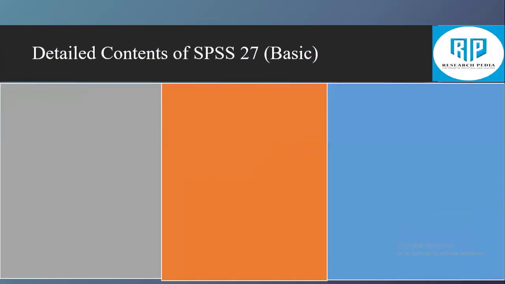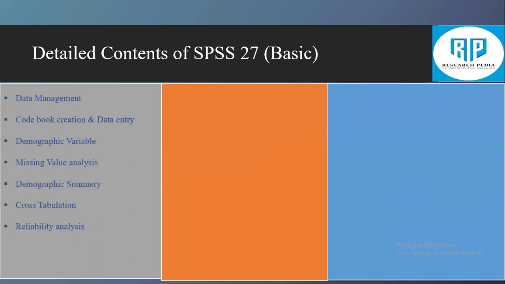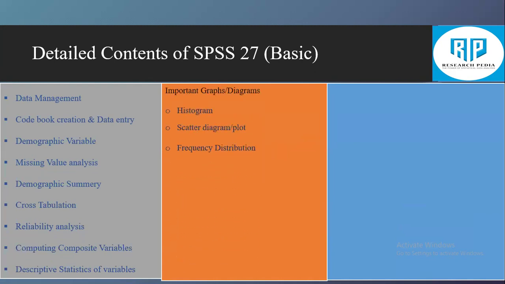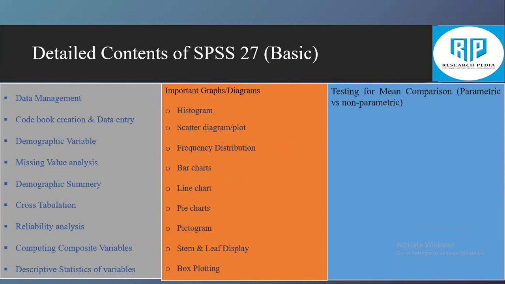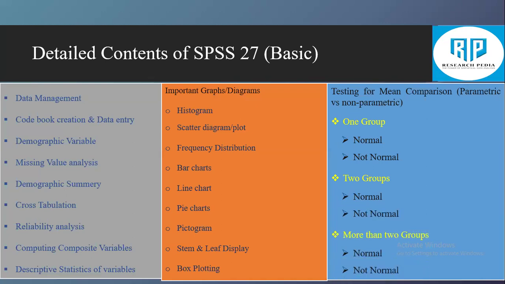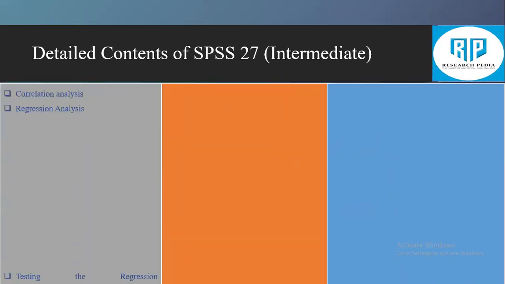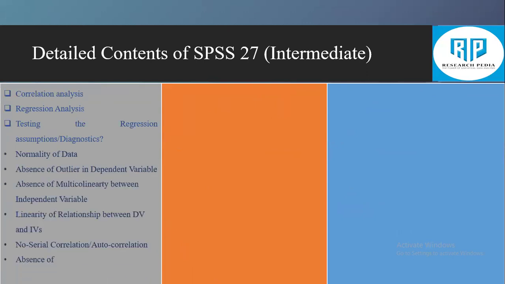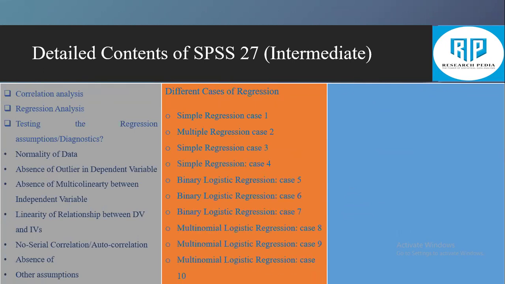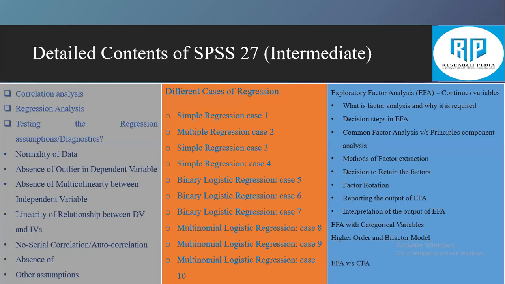I have also told you the detailed contents of SPSS, what we will cover today. You can see in the first box what we will cover tomorrow, shown in this orange box, and what we will cover on Sunday, shown in this blue box. Next, I would like to tell you what we will cover in the intermediate level of SPSS, in the 3 days of the intermediate level.